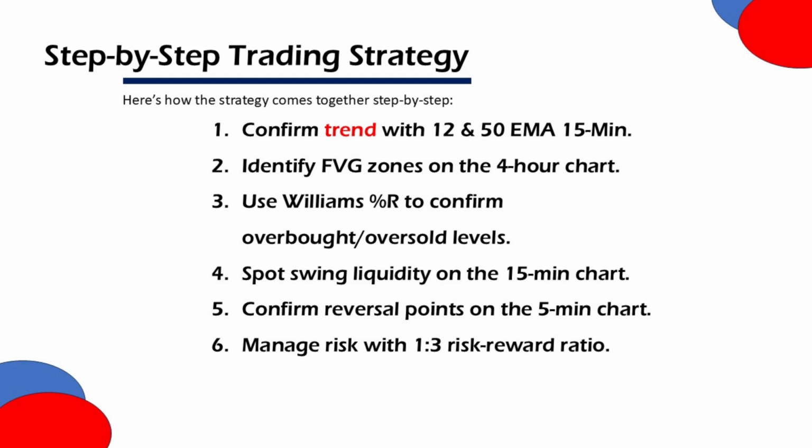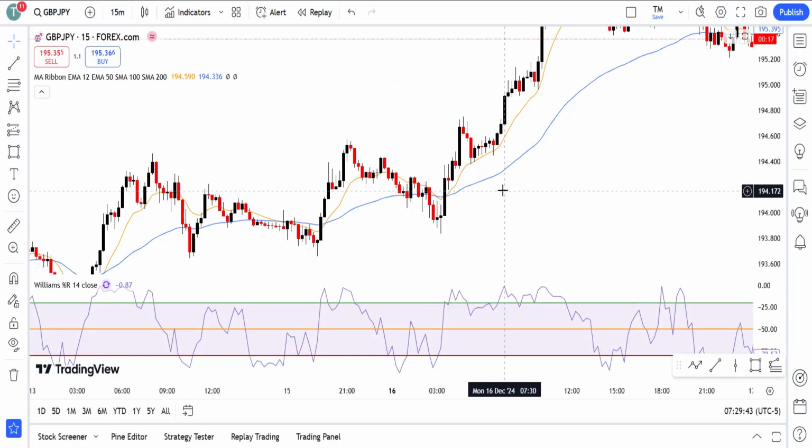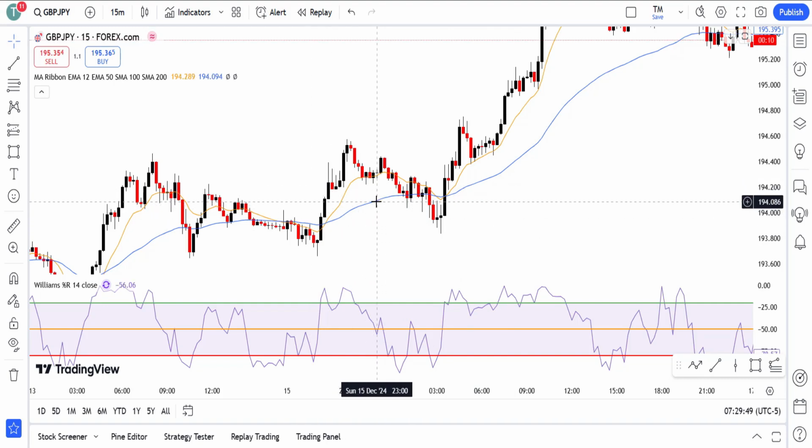Bullish example, GBP-JPY on December 16th. Step 1: Confirm the trend using 12 EMA and 50 EMA on the 15-minute chart. At around 3 a.m. New York time, we started by checking the trend on the 15-minute chart. The 12 EMA was above the 50 EMA, confirming a bullish trend. This told us to only look for buying opportunities, as trading with the trend increases the chances of success.